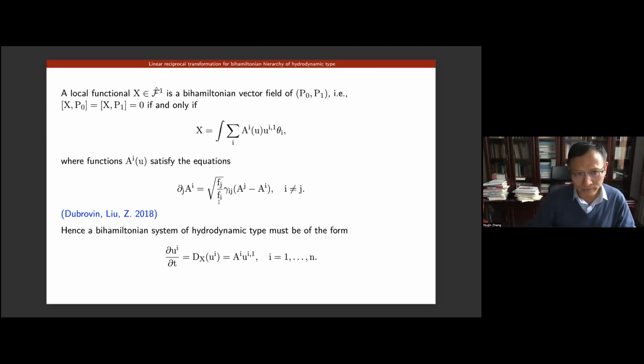Given this semi-simple bihamiltonian structure of hydrodynamic type, we can consider a bihamiltonian vector field. It turns out that if X is a bihamiltonian vector field, then X must be represented in this form. And the coefficients AI satisfy this system of equations given by the rotation coefficients and the metric.